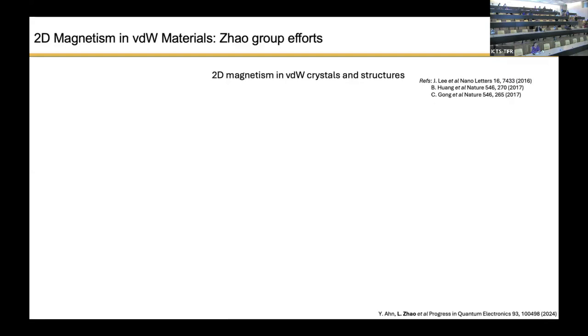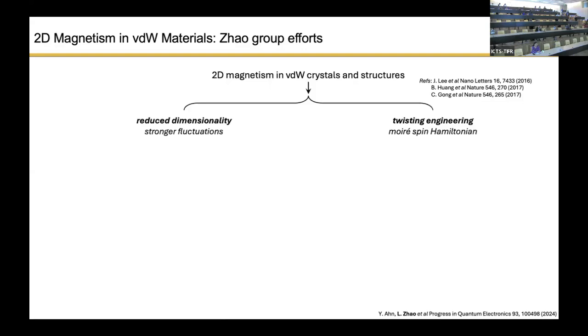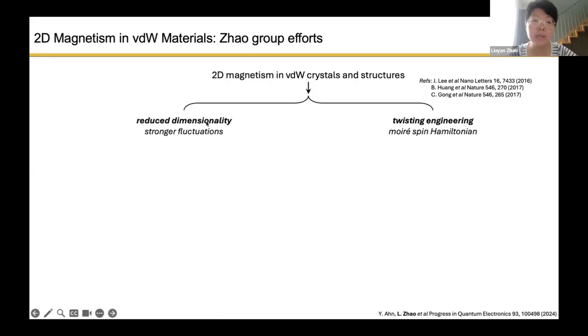Okay, let me start by saying that 2D magnetism in van der Waals systems was discovered in 2016 to 2017-ish. So over the past decade-ish, we gradually realized two very unique aspects about 2D magnetism. One is that, due to the reduced dimensionality, we have stronger spin fluctuation effects. And the other is, like the last speaker was saying, that we have this layered structure so that we can do twist engineering to even engineer the spin Hamiltonian of a system.